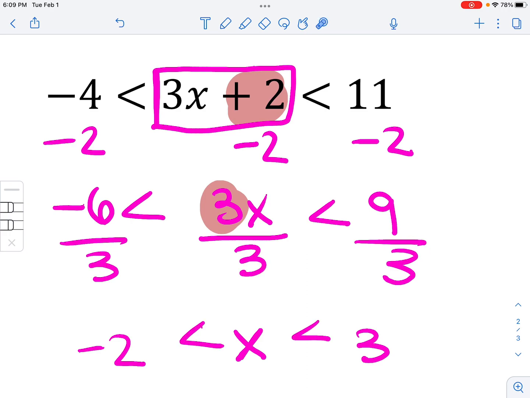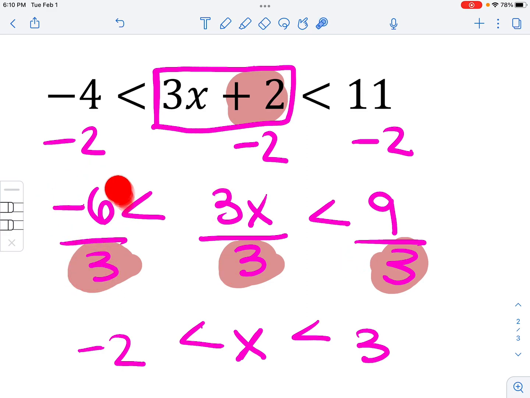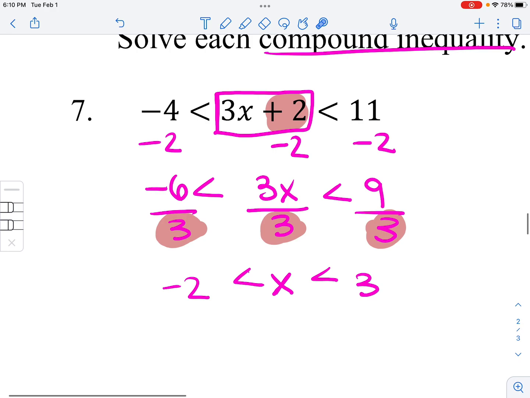So remember, the symbols only switch when the number that you are dividing by, this number that I've highlighted, is negative. It doesn't matter what's on top. It has nothing to do with these numbers. It has everything to do with these. If this number were negative, that's when I would flip the symbol. So since I'm dividing by a positive 3, the symbols stayed the same. And from here, we graph it, 2 dots, one at negative 2, one at 3.